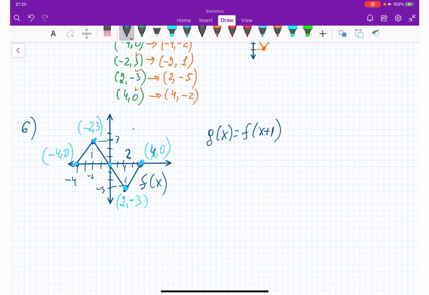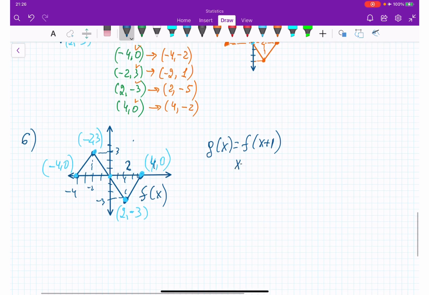Not y. From my previous videos, I explained that x is changing in the opposite direction of what is given. Let's say if I have x plus 1, then it's going to move towards negative 1. If I have x minus 3, it's going to go towards positive 3. Where is it coming from? If I put x plus 1 equal to 0, I get x equal to negative 1. So it's shifting by negative 1.